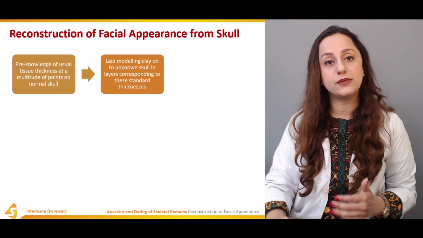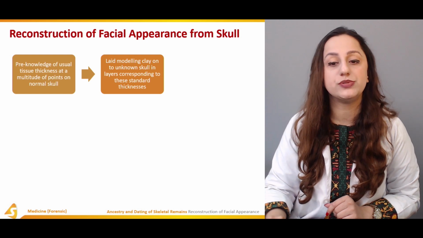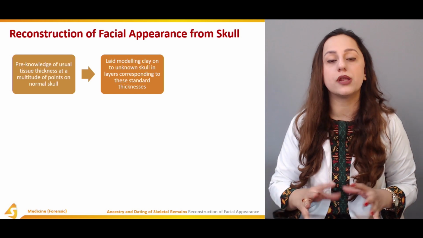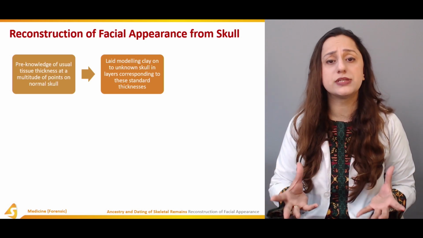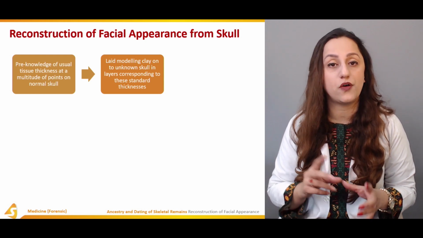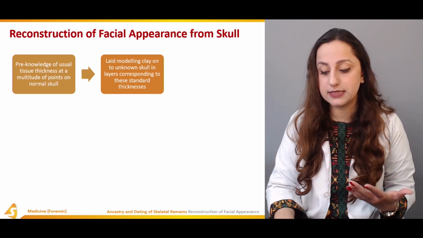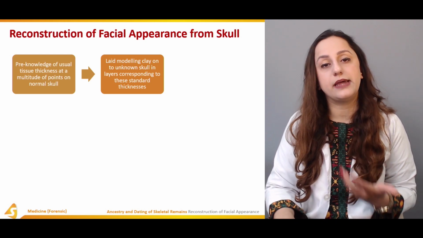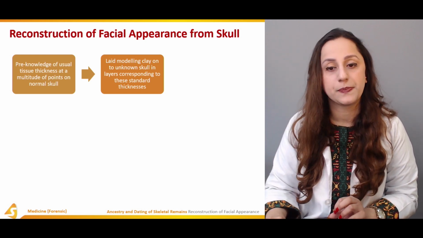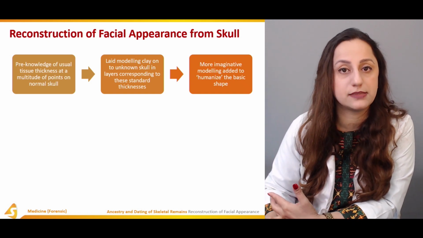First of all, he lays modeling clay onto the known skull in layers corresponding to the standard thicknesses. So after he knows the standard thicknesses, he'll put modeling clay on the skull. So again, the sculpturing ability of the operator is very important. Even if he has the background knowledge and hasn't the ability to sculpt, he loses the basic identification of the skull. Now, more imaginative modeling is added to humanize the basic shape.